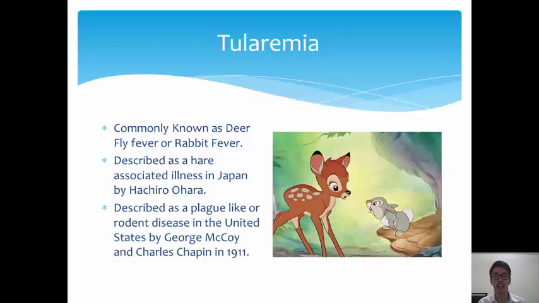Tularemia is commonly known as deer fly fever or rabbit fever. It was described as a hare-associated illness by a Japanese man named Hachiro Ohara. In 1911, in the United States, it was described as a plague-like or rodent disease by a man named George McCoy and a man named Charles Chapin.